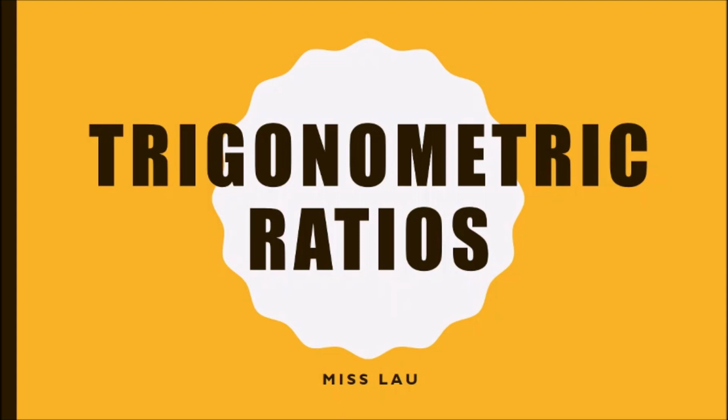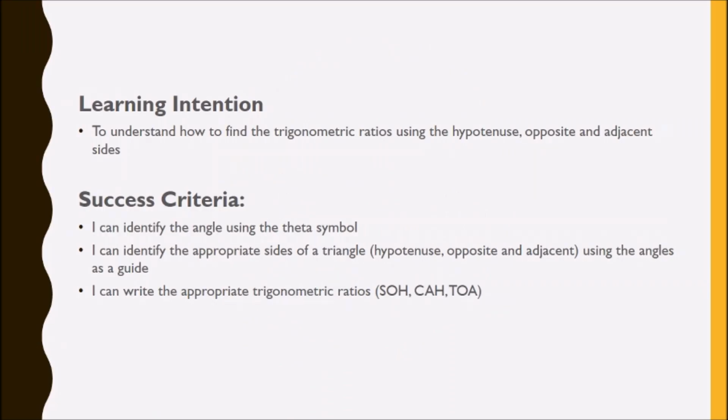Today we're going to be learning about trigonometric ratios, how to find them, and the different sides of the triangles, along with how to write the correct ratios using SOHCAHTOA. So today's learning intention is to understand how to find the trigonometric ratios using the hypotenuse, opposite, and adjacent sides, and we'll go into what these are in the next few slides.